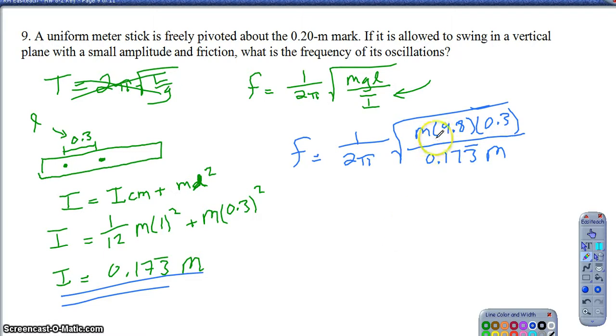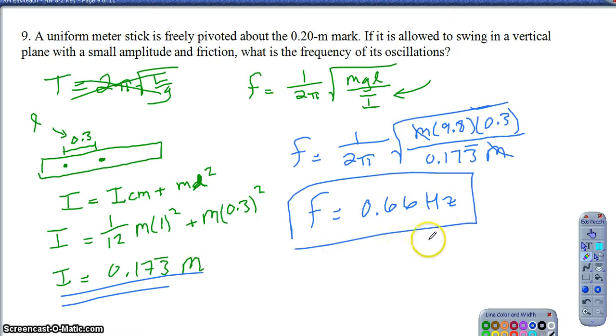And notice we don't need the mass of the rod because the mass is in both the numerator and the denominator, so it cancels out, and everything else is a known value, right? So solving for this frequency, I end up getting about 0.66. So about 0.66 from calculating, and that is our answer here, right? The frequency of the oscillations, it takes about 0.66 cycles per second. So it takes about 1.5 seconds for a cycle to happen.